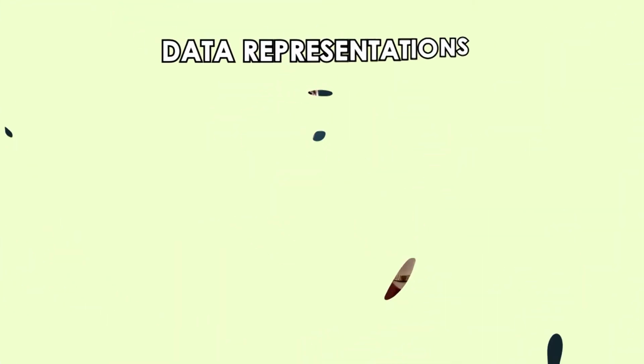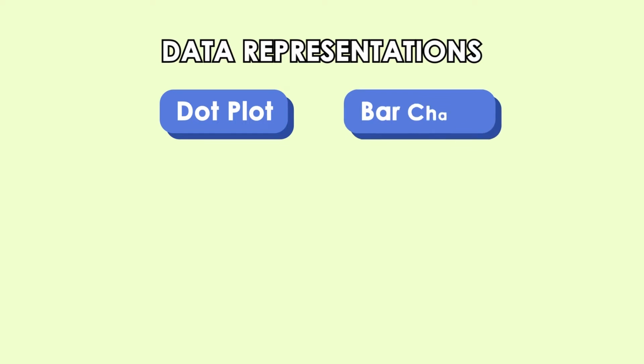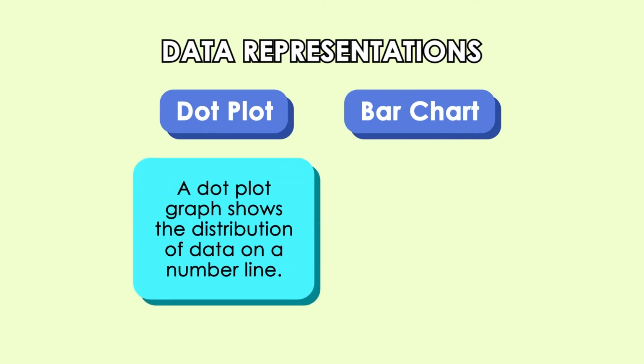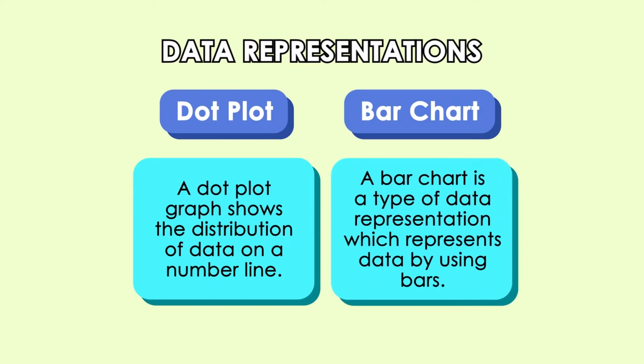Today, we are going to learn about 2 data visualizations, the dot plot and the bar chart. A dot plot graph shows the distribution of data on a number line, while a bar chart is a type of data representation which represents data by using bars.